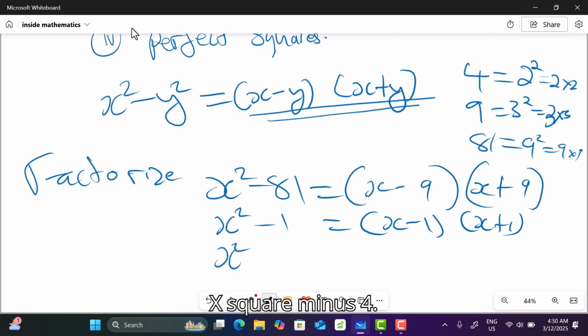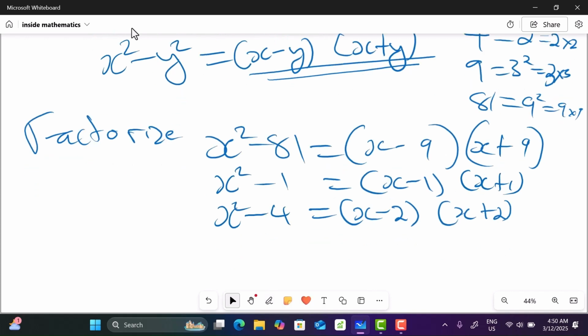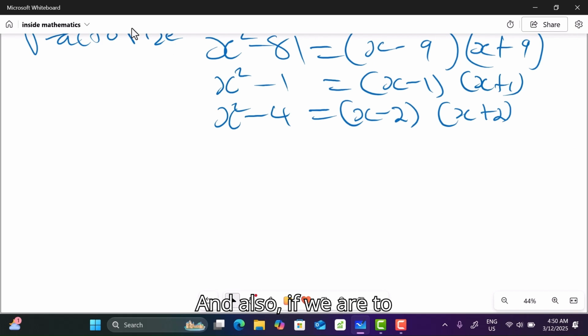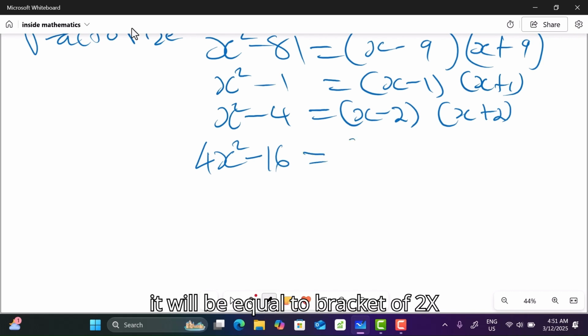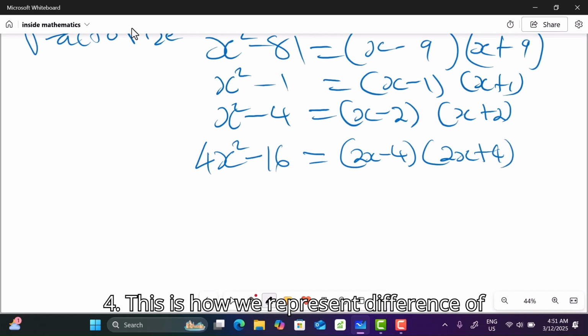Same goes, x square minus 4. The difference of two squares is (x minus 2)(x plus 2). And also, if we are to do, let's say, 4x square minus 16, it will be equals to bracket of 2x minus 4, bracket 2x plus 4. This is how we represent the difference of two squares.